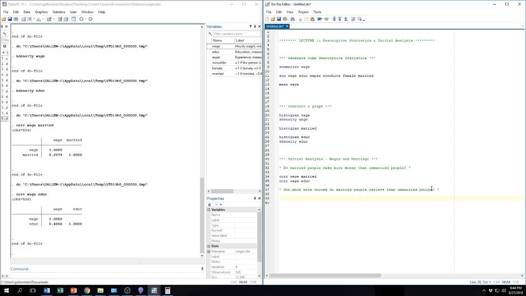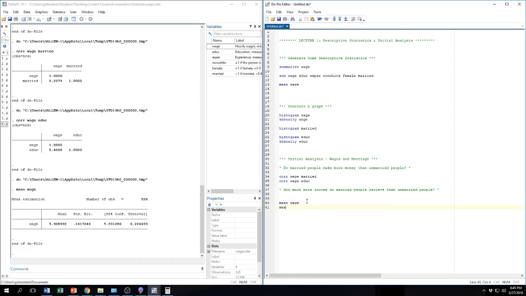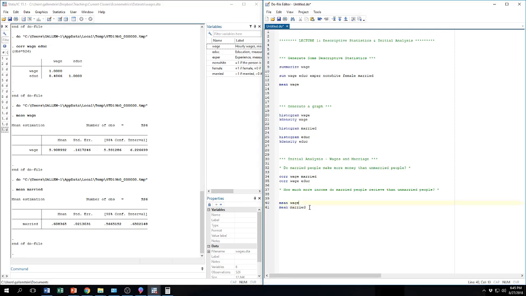All right, well, let's do a conditional mean. Now remember, we did mean wage, and we did mean married. We've already done that. But now I want a conditional mean. I want to know what is the average wage for people that are married. Let's do that. Average wage if married equals 1.